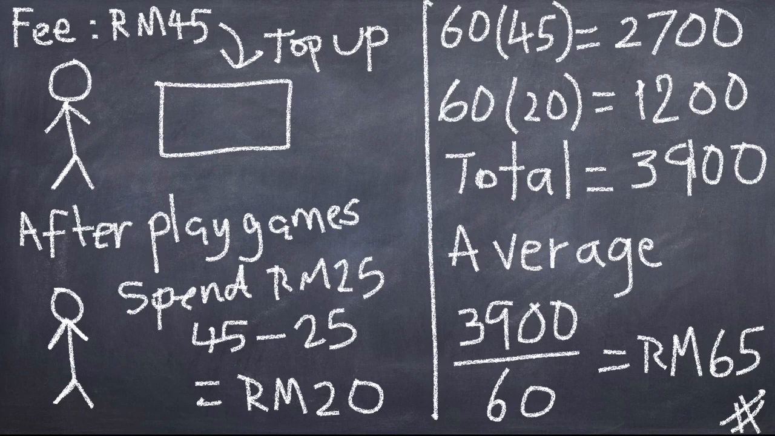So what we do is we're going to times the original price, which is 60 times 45 ringgit. This is for the entrance fee alone, which is 2,700. Right, the remaining 20 ringgit is what is left. So we have to cover for this, we just do this. 60 times 20, you get 1,200. If you add these two values, 2,700 plus 1,200, you get 3,900. This is what they have to spend. So on average, if you divide 3,900 by 60, the answer is 65 ringgit.